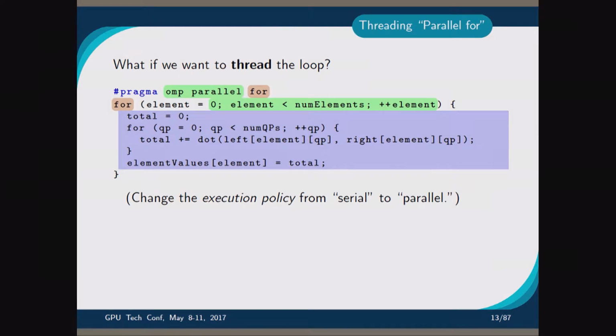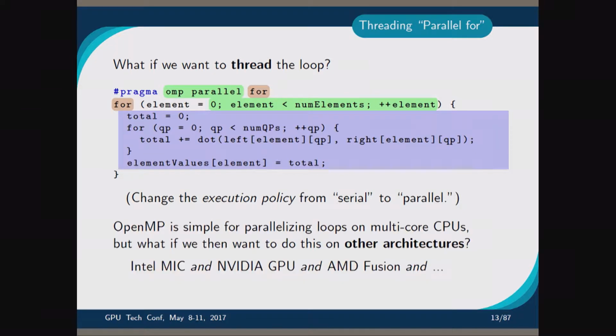So threading a parallel for, if you're doing OpenMP, in theory you can start off just by saying, hey, OpenMP, make it parallel. So now we've changed the policy from a serial for to a parallel for. With OpenMP you can do this. It's simple. Things stay simple.